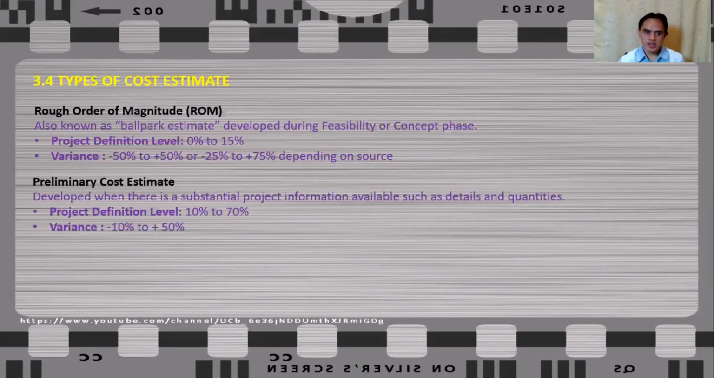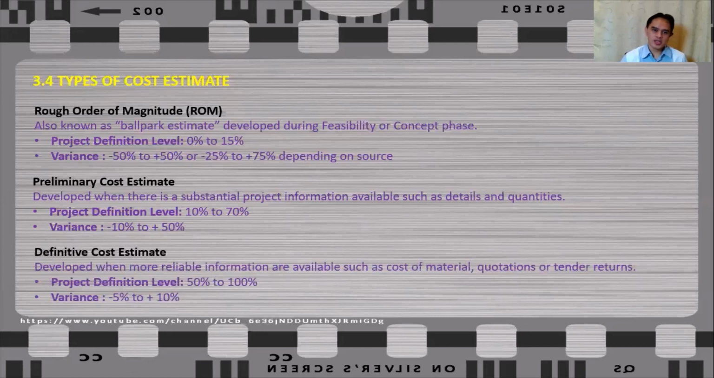So the next is preliminary cost estimate. So this is developed during the time where you have a substantial project information. And information such as quantities may already be available or can be produced. So during this time, the project definition level can be ranged from 10% to around 70%. And since you already have a substantial information, the variance can range from minus 10% all the way to plus 50%.